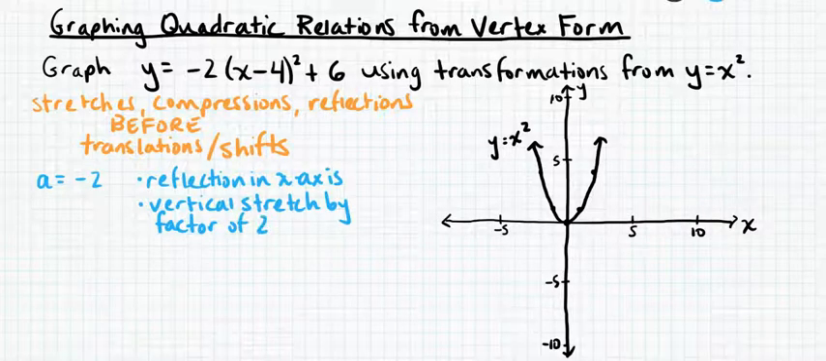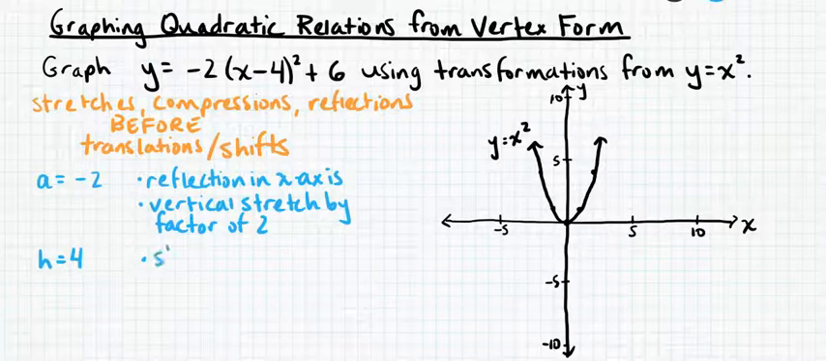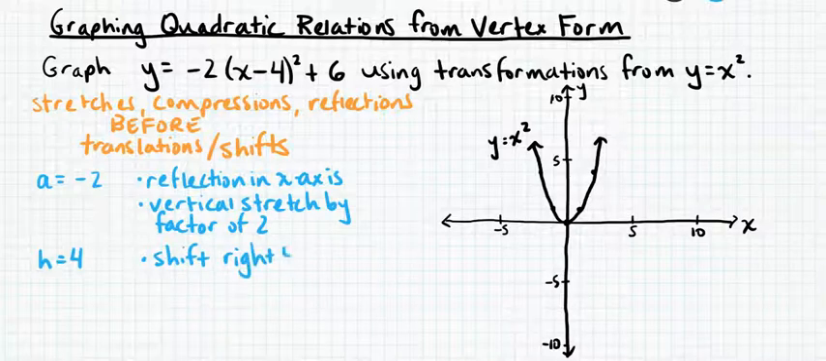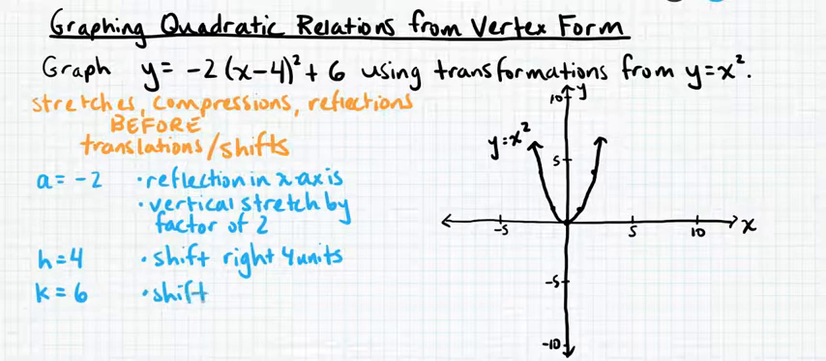Okay, h in our equation, and remember again that in the general form, it's x minus h. So after the minus sign, whatever value follows that minus sign would be the h value. So here h is equal to 4, positive 4, and that tells us that we are going to be shifting to the right 4 units. And finally, we have in our equation k is equal to 6, and that tells us that we're going to shift up 6 units.